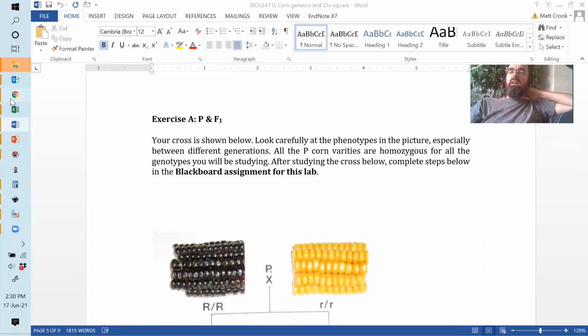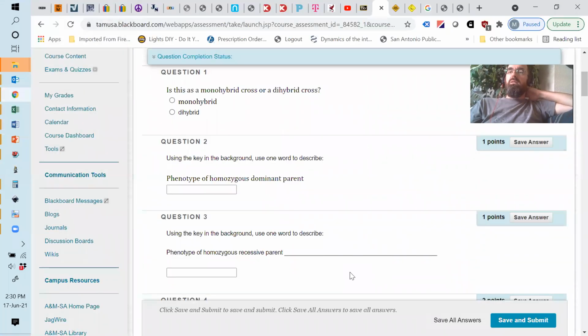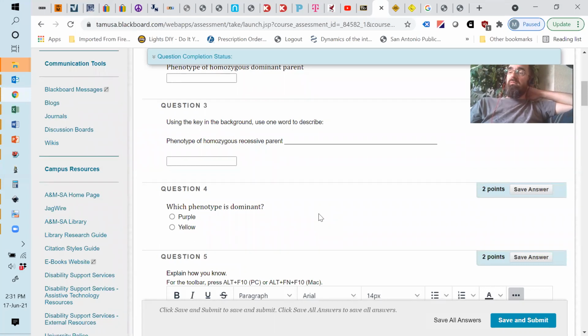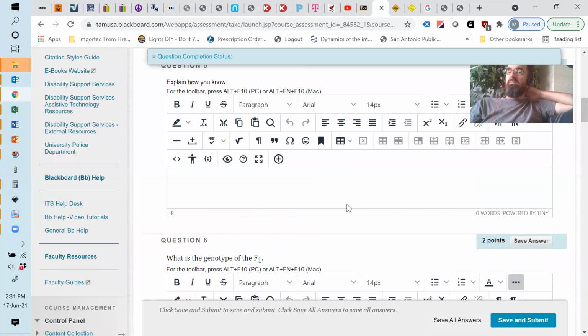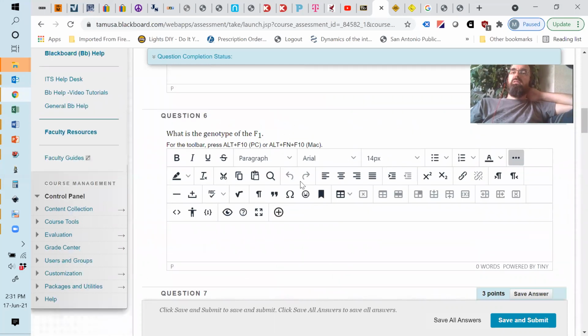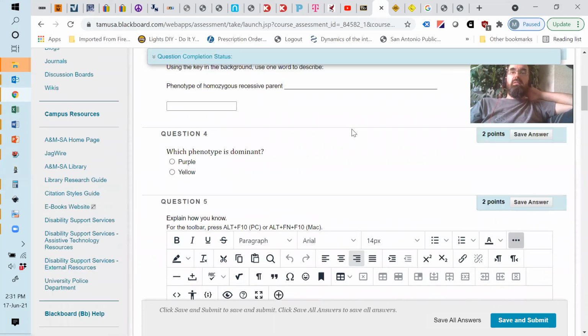And so in the actual Blackboard, you just need to go in and answer some questions. And they're pretty straightforward, right? With a little bit of telling me stuff, right? Make sure you do pay attention to the questions, right? So genotype of the F1, I don't want to know its phenotype. I want to know its genotype, right?